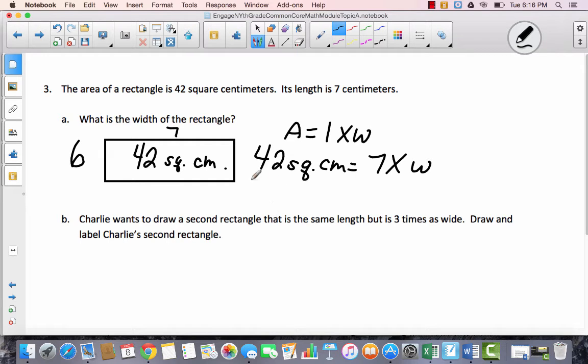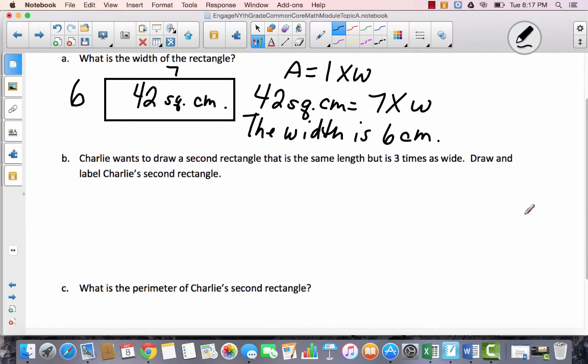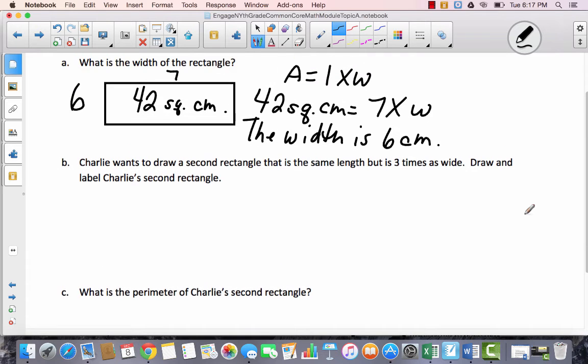So the width is 6, and we're talking about centimeters, so 6 centimeters. Charlie wants to draw a second rectangle that is the same length but is 3 times as wide. Draw and label Charlie's rectangle.